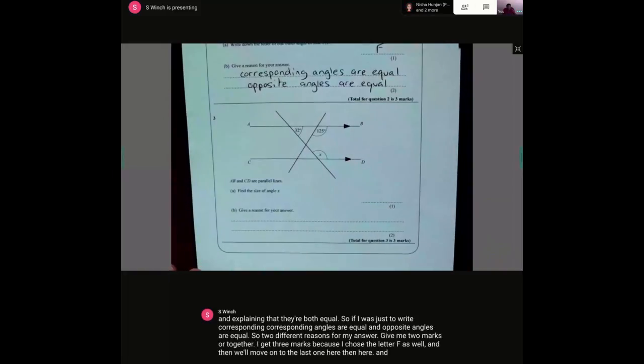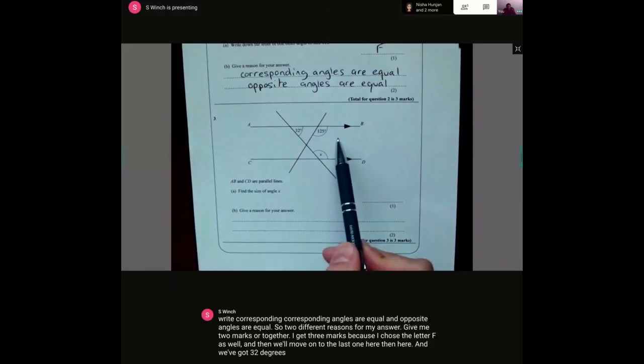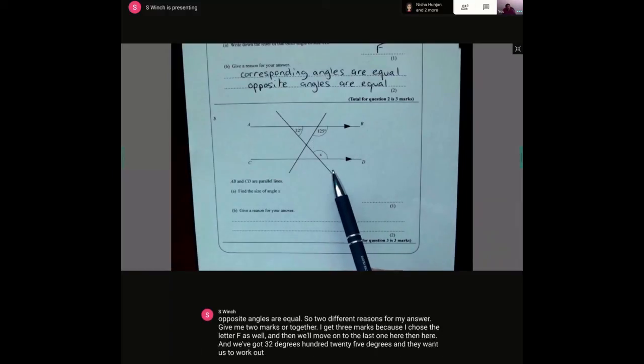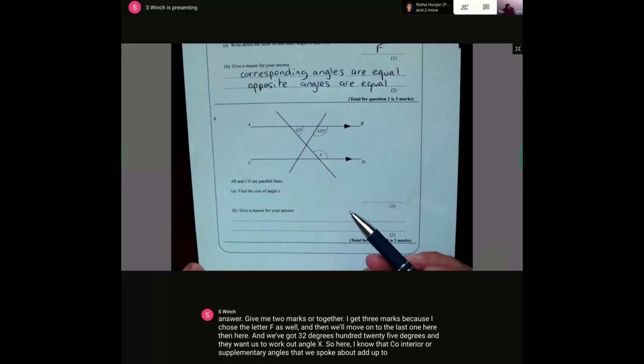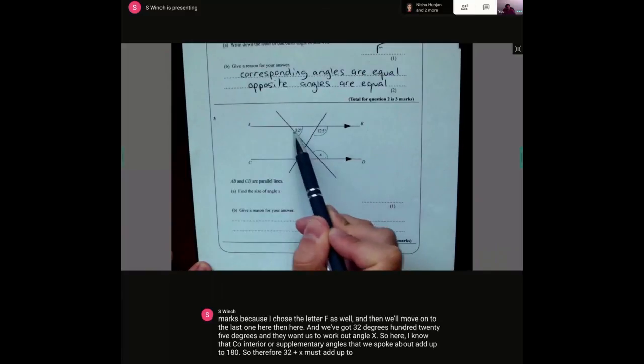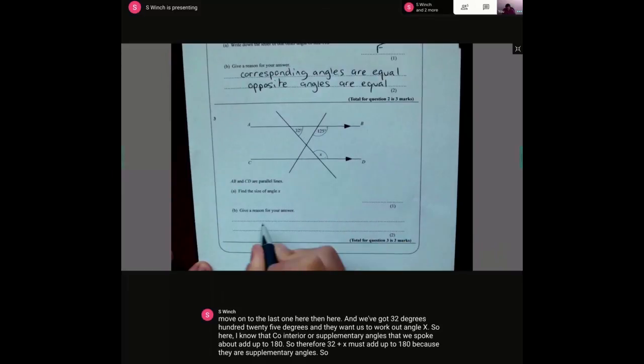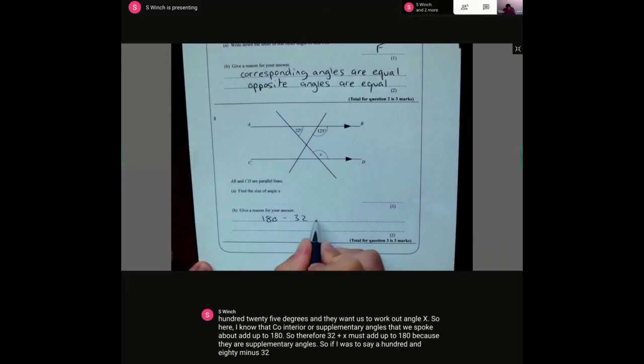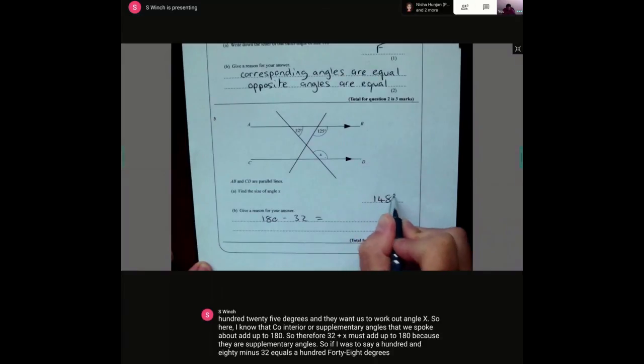And then we'll move on to the last one here, down here. And we've got 32 degrees, 125 degrees, and they want us to work out angle X. So here I know that co-interior or supplementary angles that we spoke about add up to 180. So therefore, 32 and X must add up to 180 because they are supplementary angles. So if I was to say 180 minus 32 equals 148 degrees. And supplementary angles equal 180 degrees.